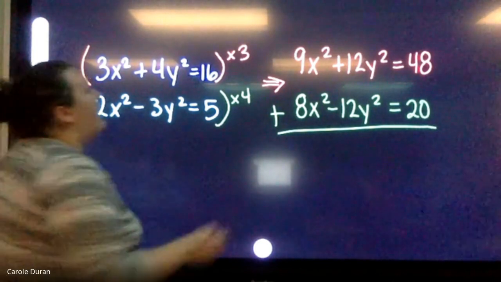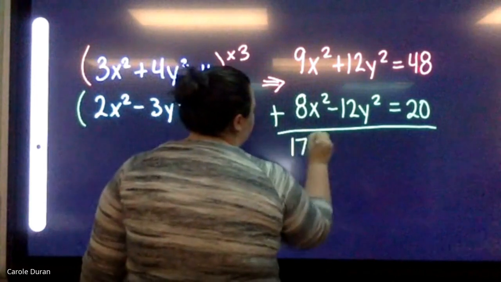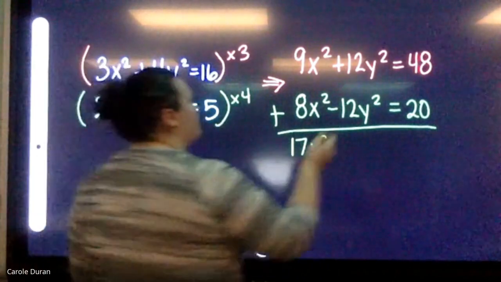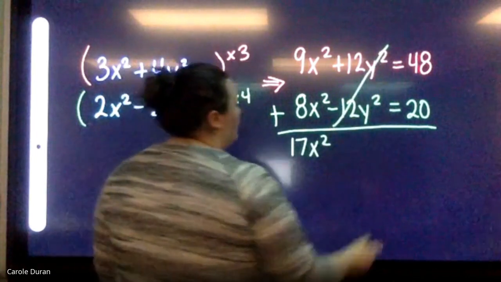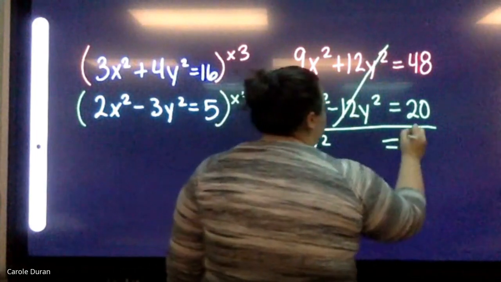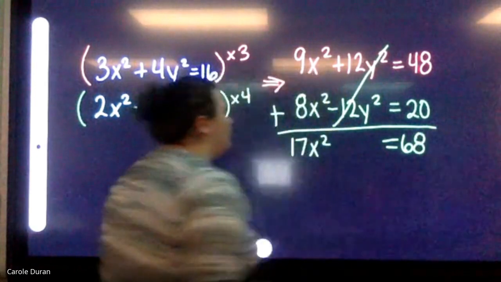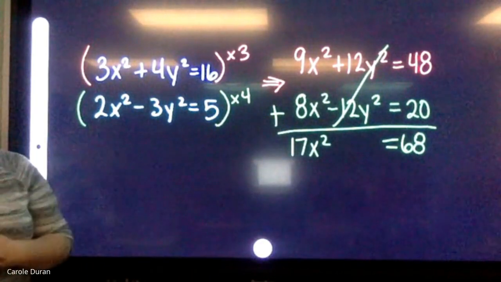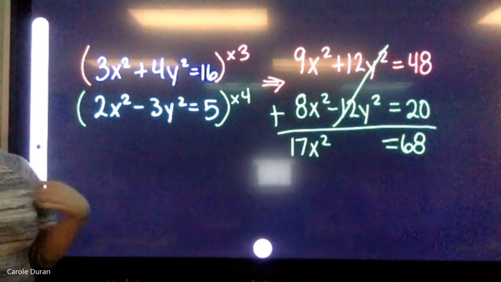When I add straight down, 9 plus 8 gives me a 17x squared. 12 and negative 12 zero out, which is what I wanted to happen. And then 48 plus 20 gives me 68. So now I have 17x squared equals 68. My goal here is now to solve for x.